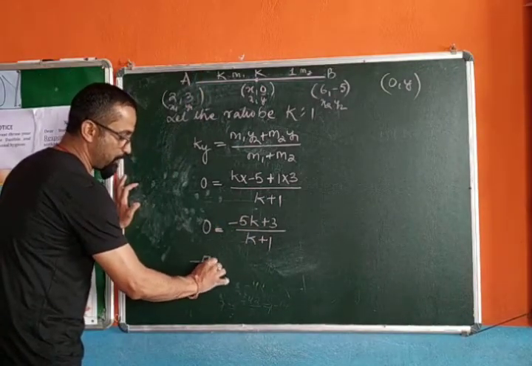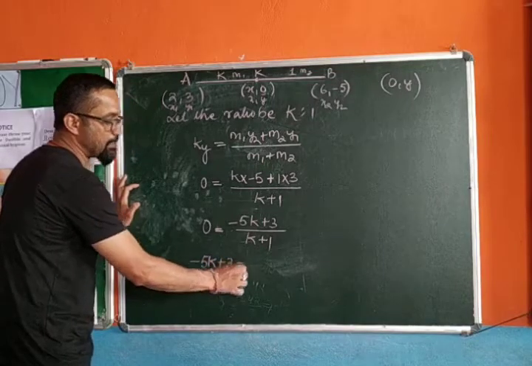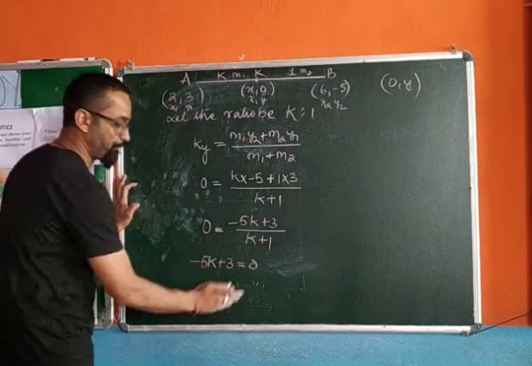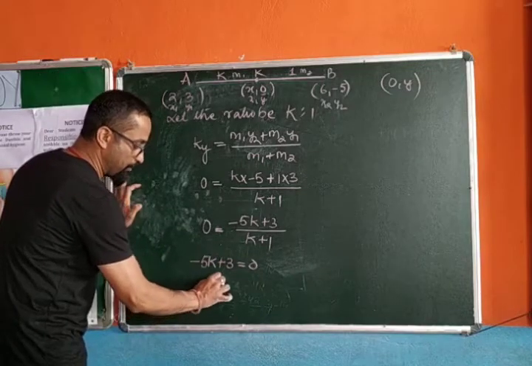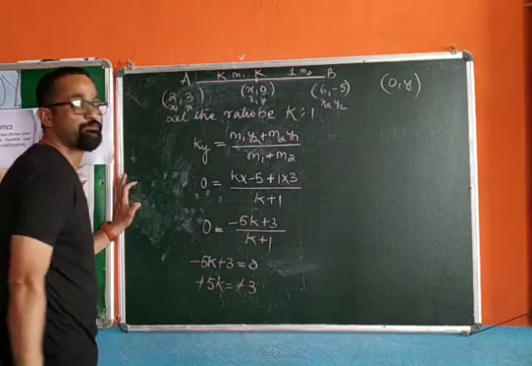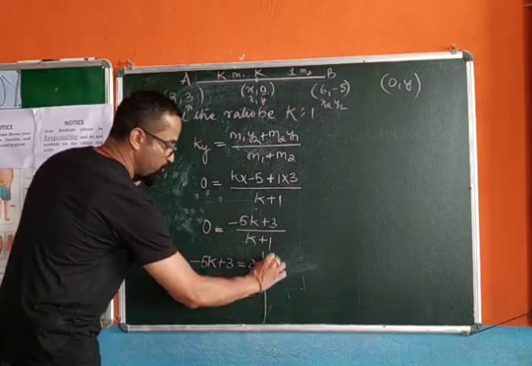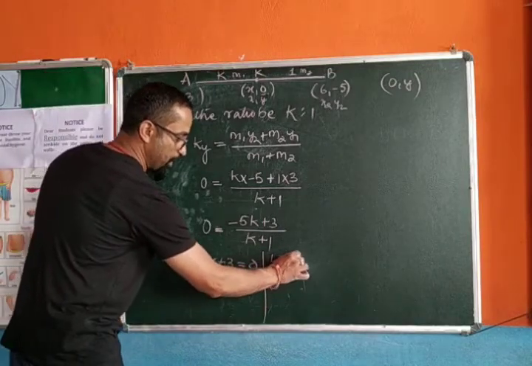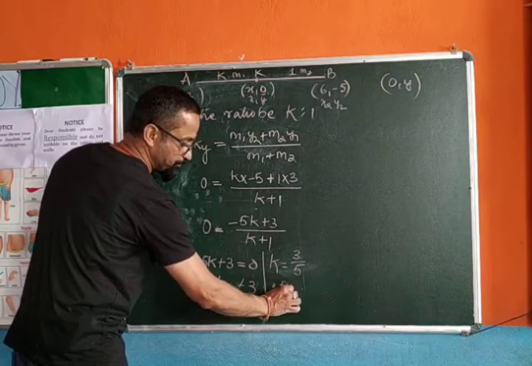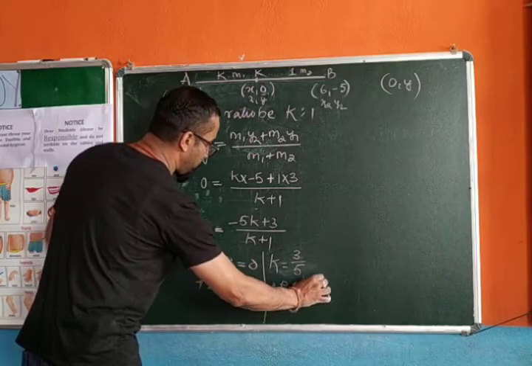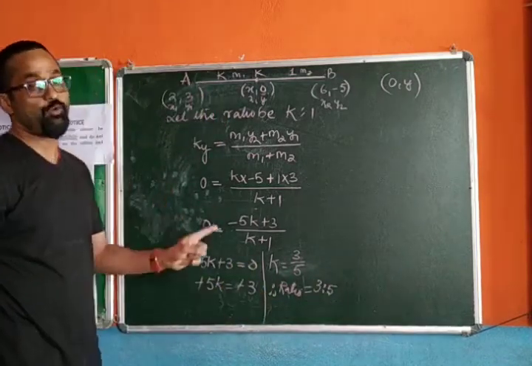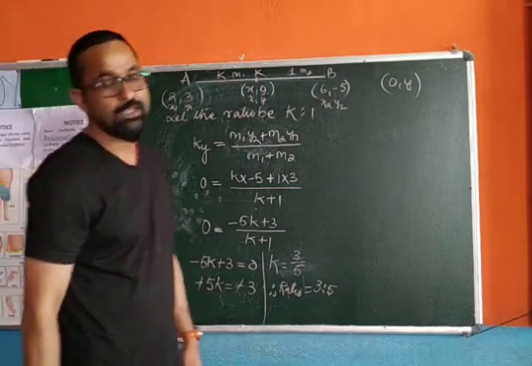Minus 5k plus 3, numerator we write as it is, 0 multiplied by the denominator is 0. Minus 5k equals minus 3, cancel the minus sign from both sides, you get k equals 3 by 5. Therefore the ratio is 3 is to 5. And I told you the ratio will always come positive.